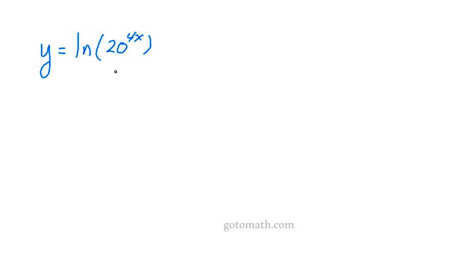4x. Now, some of the rules, or I should say properties, of the natural log is that you can take exponents, as with 20 raised to the 4x here. We can take this exponent and bring it out front, and I think that's what we're going to do before we actually take the derivative. We're going to have enough time here to do this a couple different ways.